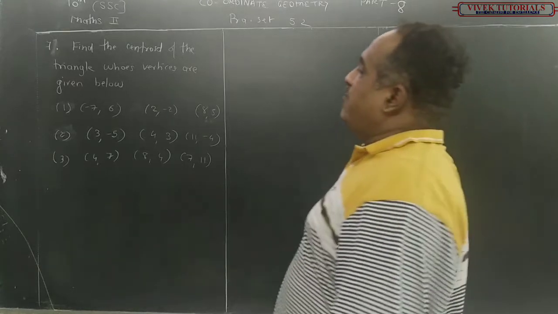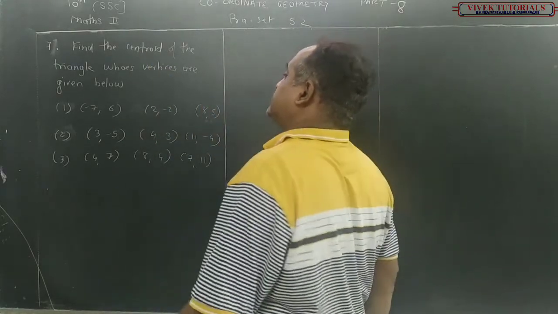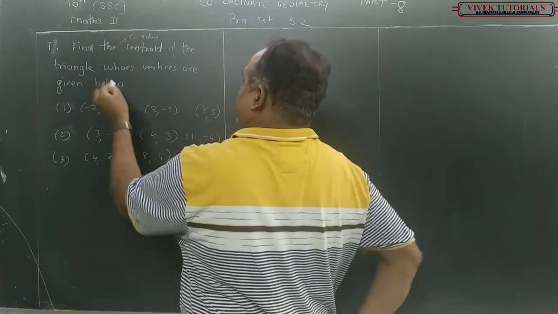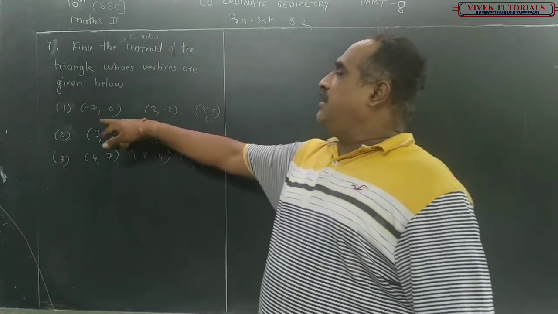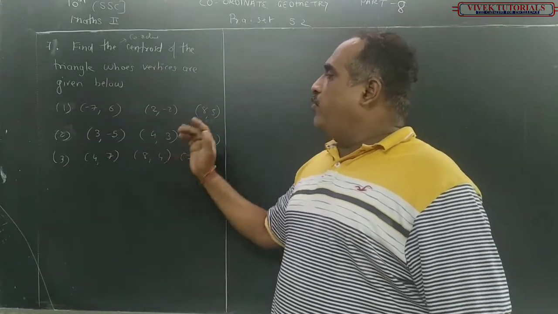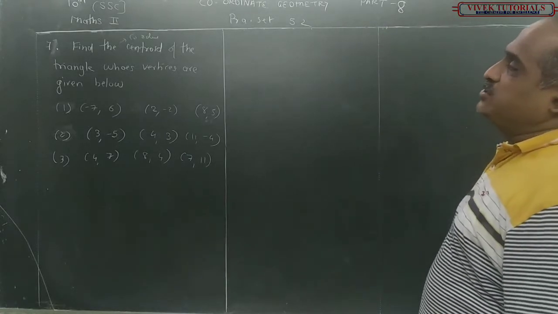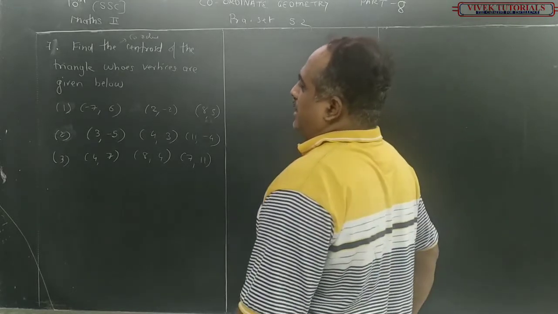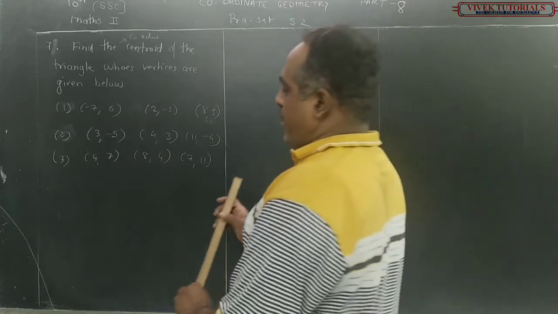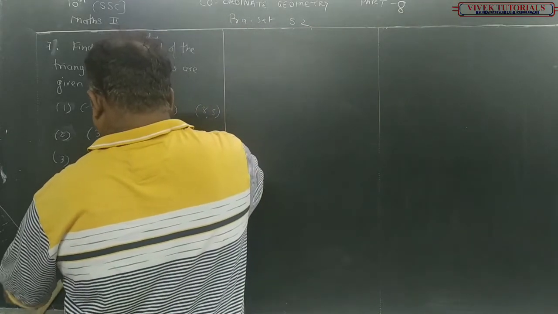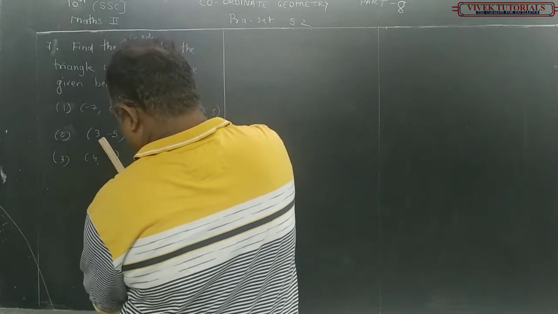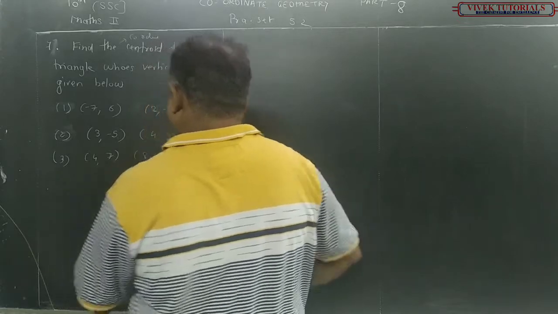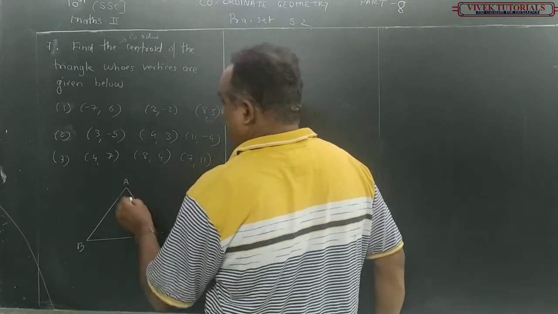Now, 7th question. Find the centroid. Actually, not find the centroid, but coordinate of centroid, whose coordinates of vertices are given. These are the vertices. And they have asked the coordinate of what? Centroid. So you know that if you want to draw a figure, you can draw a triangle. I'll name it as A, B, C.